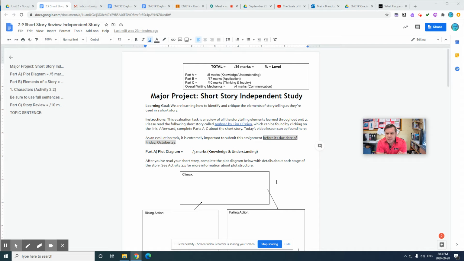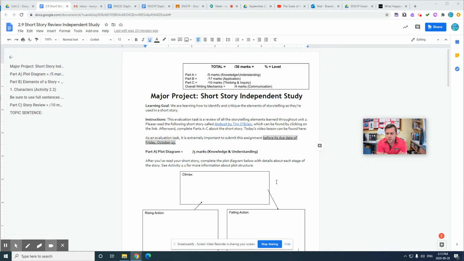Today is our second evaluation task of the course, meaning that this is an important assignment that will count toward your final mark. And it involves learning how to identify and critique the elements of storytelling as they're used in the short story.